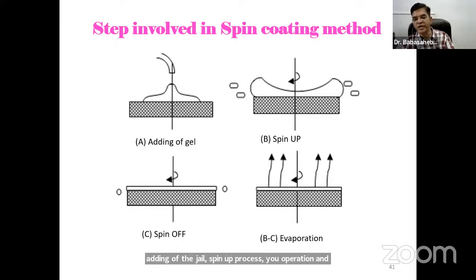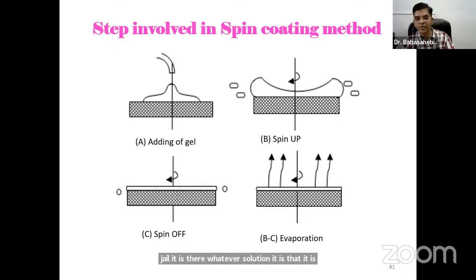So this is a very simple technique. It is possible to coat very thin as well as thick films, so you can go from 10 nanometer or 5 nanometer up to 5 micron or 10 micron, depending upon the RPM, the solvent, and the viscosity. You can decide the film thickness, and whatever gel or solution it is, it is possible to coat it on the substrate surface.